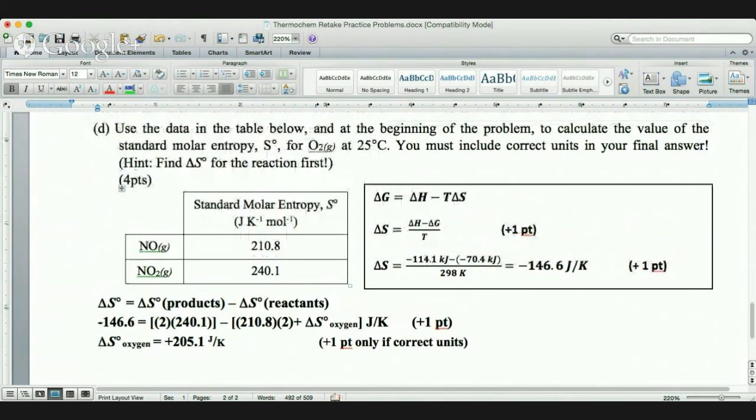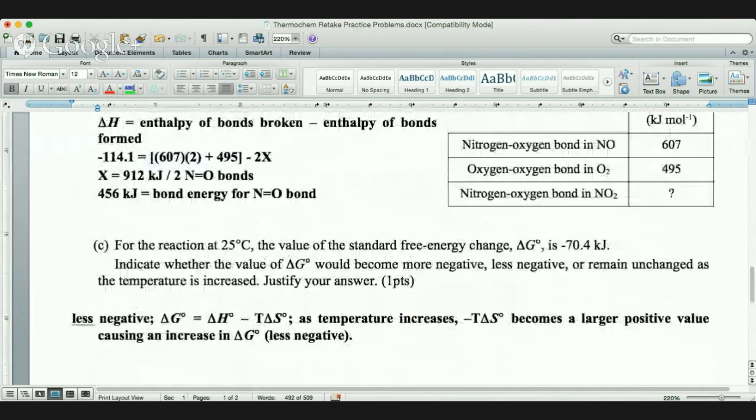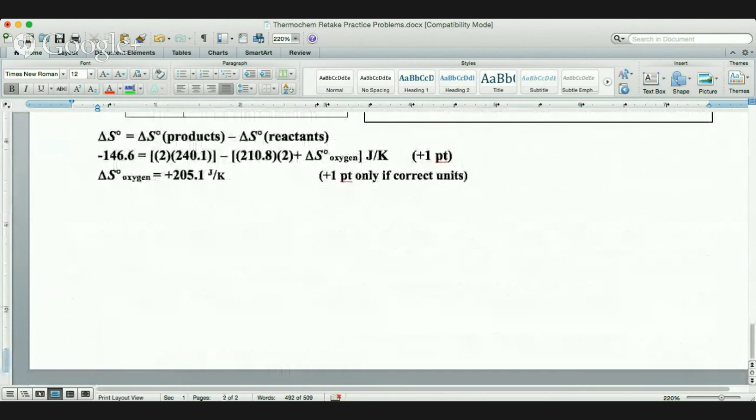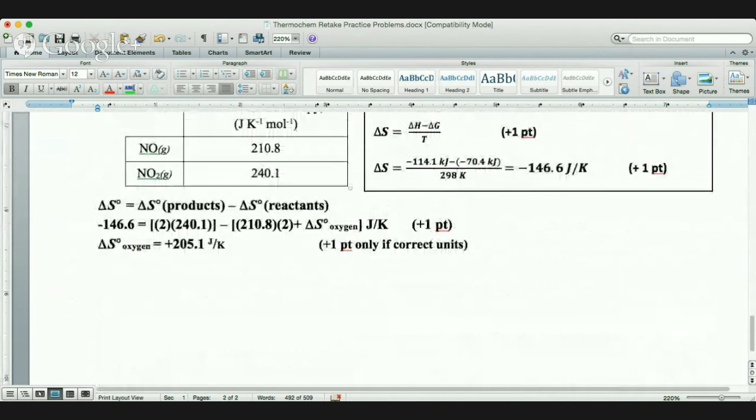equals, and then the problem, if you remember the equation, 2 times NO plus O2 yields 2 NO2. And you have values for NO2 and NO. You're looking for the O2. And remember, it's products minus reactants, so it's one of the second one. So it is 2 times the 240.1 right here minus the 2 times the 210.8 plus the S of oxygen. Okay, and then you're just solving for it. And then you get this positive 205.1.